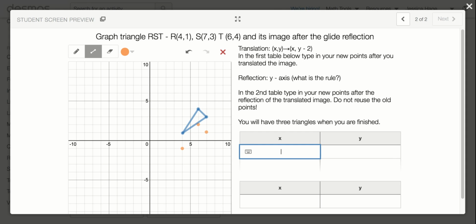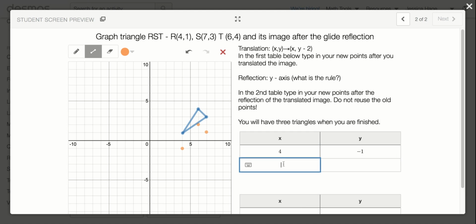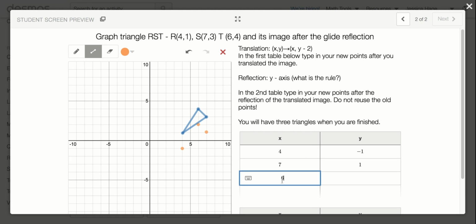So we're going to take each point and move down 2, move down 2, and move down 2, and then we're going to check that in the table. So 4, 1, the 4 is going to stay because x is the same, and 1 minus 2 is negative 1, and that is there. 7 stays, 3 minus 2 is 1. So we go 5, 6, 7, 1, that's correct. And then 6 is going to stay because our rule tells us to leave x alone. And we're subtracting 2 from 4, which is 2. So we're at 6, 2.